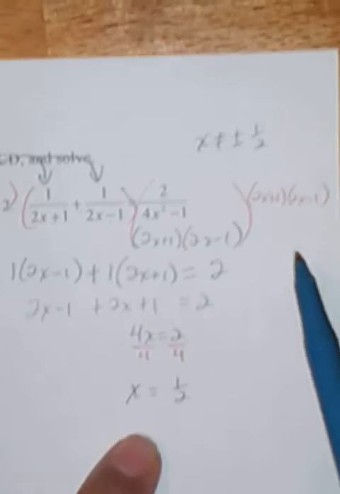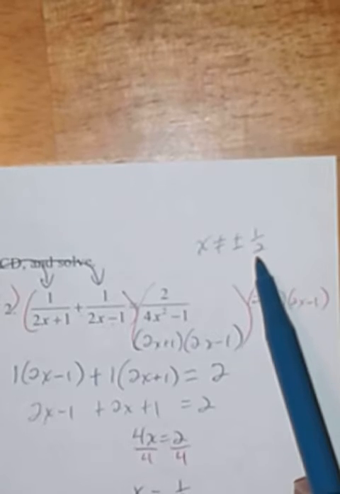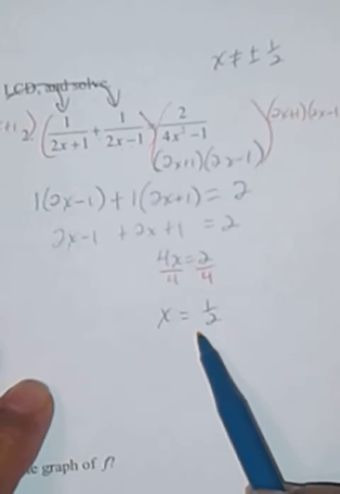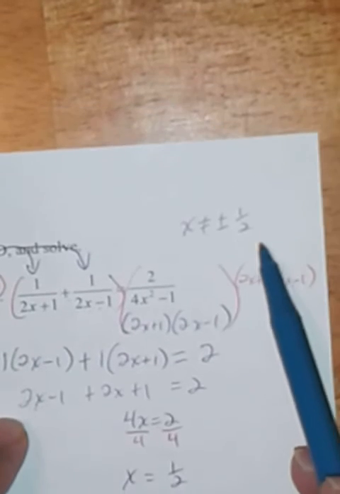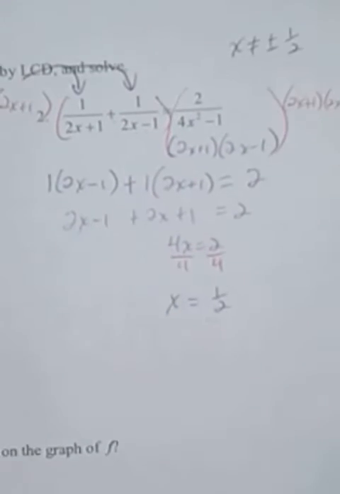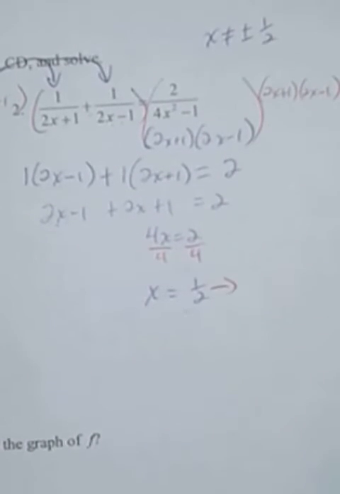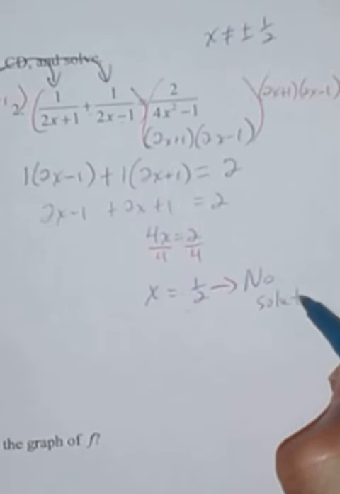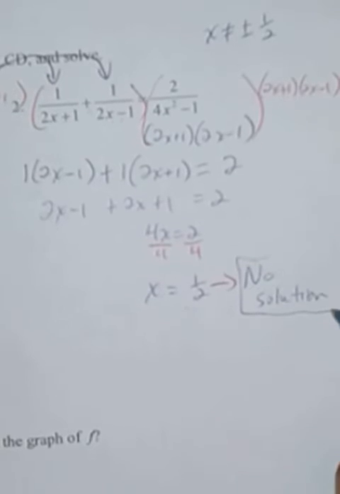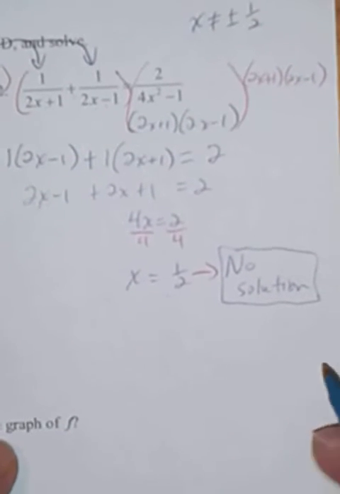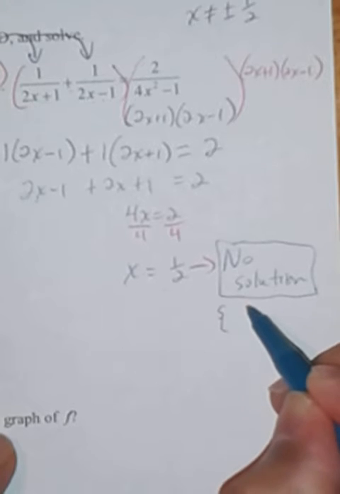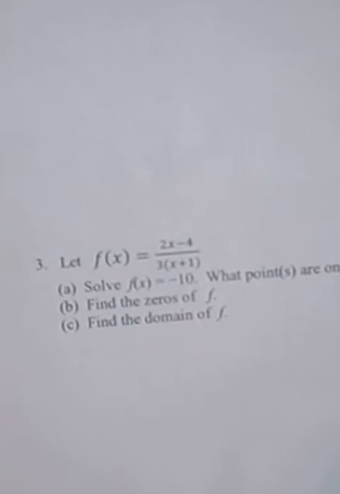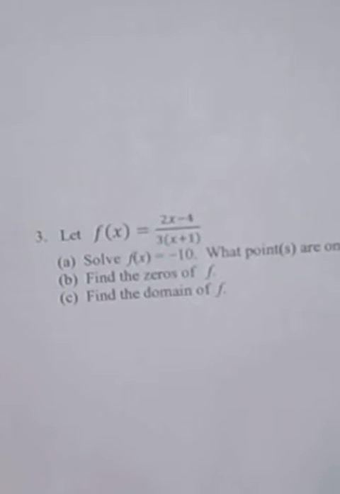Now, the reason why you want to know your domain is because you need to know what values of x are excluded from consideration for your answer. Here we got x equals 1/2. The domain says x cannot be plus or minus 1/2. And this is the only solution we have. Because that solution is not part of the domain, we don't have a solution. So we're going to say no solution. Your book might have something like the empty set. You guys remember that one?